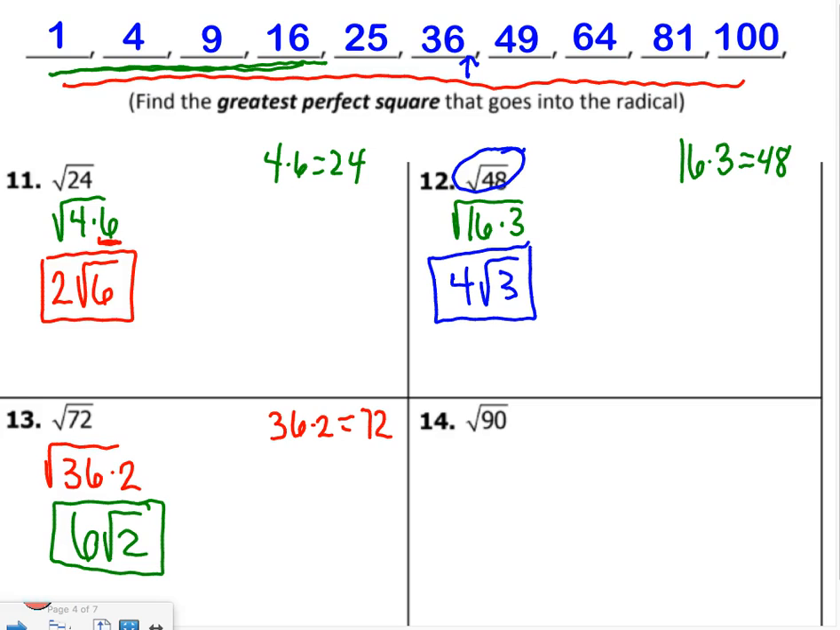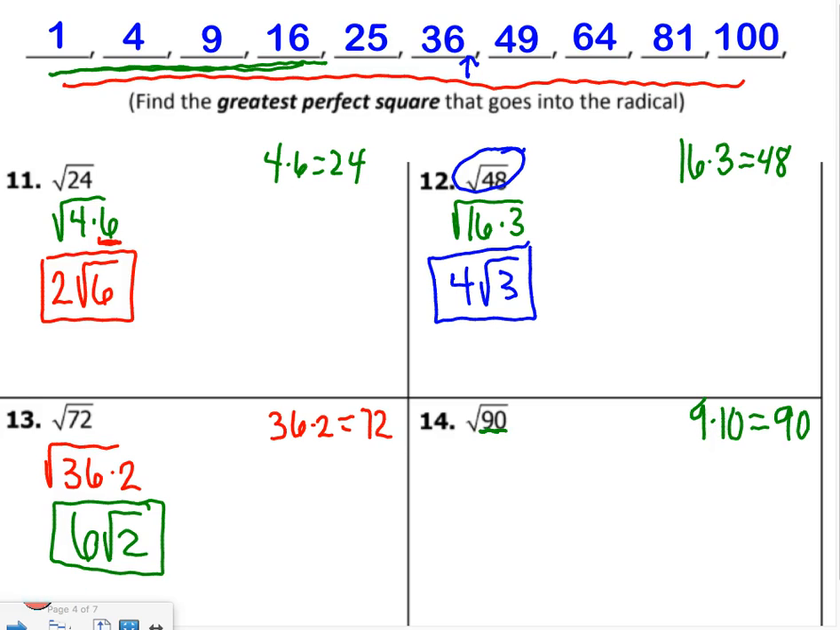And then the process repeats. So square root of 90. I've got to think of what perfect square goes into 90. Again, it's just a guess and check. If you have no idea, just type it in your calculator until you get whole numbers. 64 doesn't work, 49, 36, getting no's, no, no. Well, what's 90 divided by 9? 10. So I know 9 times 10 equals 90.